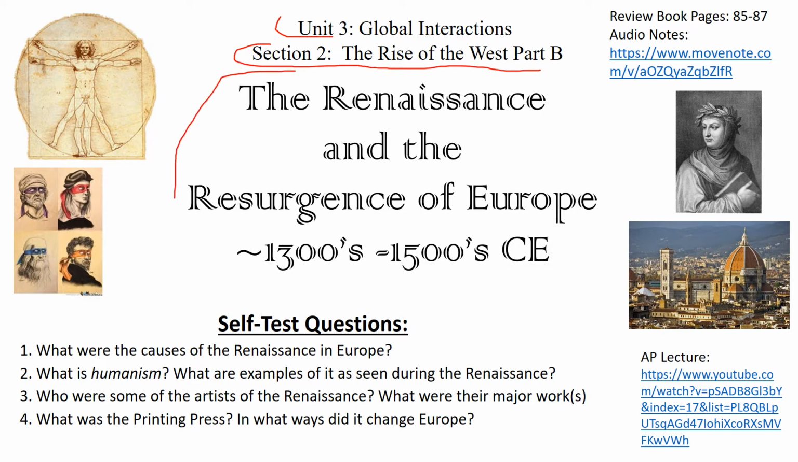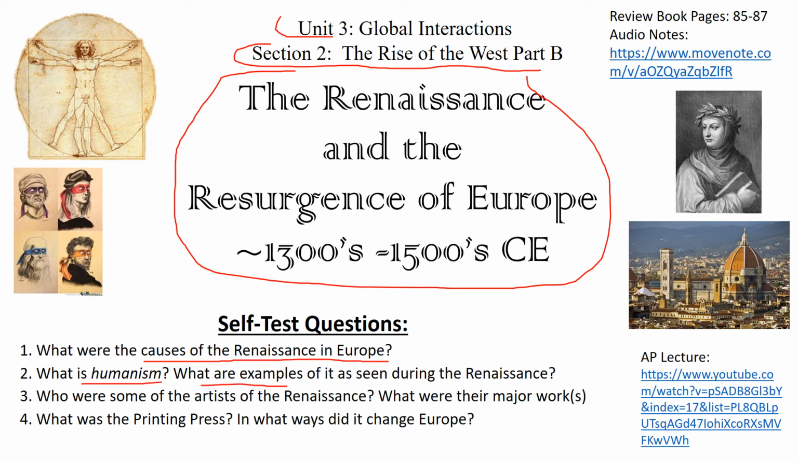We're in Unit 3, Global Interactions, Section 2, The Rise of the West, Part P, The Renaissance and the Resurgence of Europe, roughly 1300s to 1500s. Our main self-test questions: what were the causes of the Renaissance in Europe? What is humanism, and what are examples of it as seen during the Renaissance? Who were some of the artists of the Renaissance, and what were their major works? What was the printing press, and in what ways did it change Europe forever?